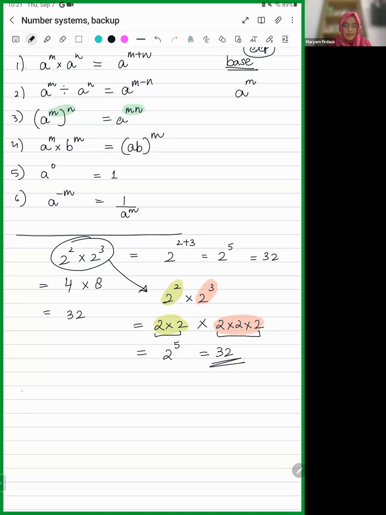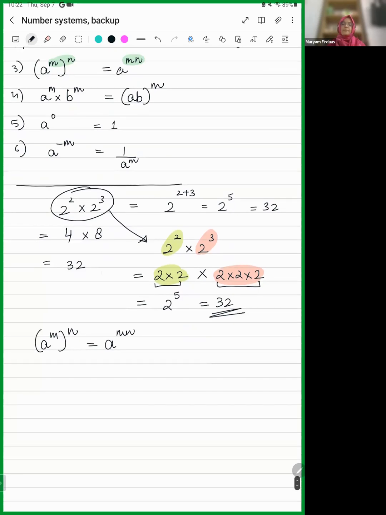Now, let's see how a to the power m whole to the power n is equal to a to the power mn. Can someone give me an example of this?